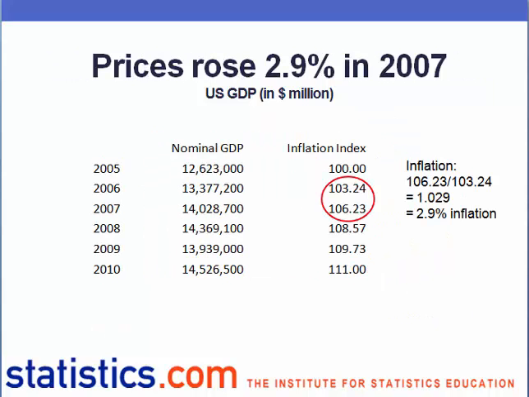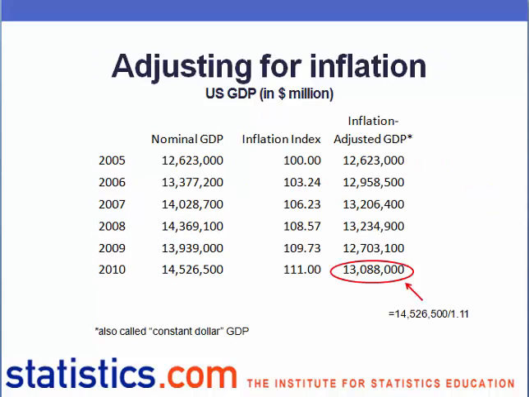And in the next year, you get 2.9% inflation, which is 106.23 divided by 103.24 as the price multiplier. And to index for inflation, adjust for inflation, to get an inflation-adjusted GDP, you simply divide the nominal GDP, which is the reported actual current dollar GDP, by the inflation index, and that gives you inflation-adjusted GDP.